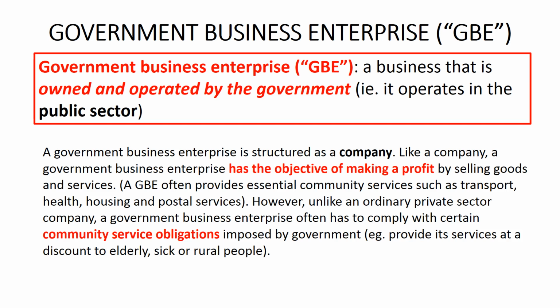However, unlike an ordinary company in the private sector, the government will often require a government business enterprise to comply with certain community service obligations. A community service obligation is an obligation to provide some kind of benefit to the community. For example, the government might require a government business enterprise to provide its services at a discount to elderly, sick, or rural people.